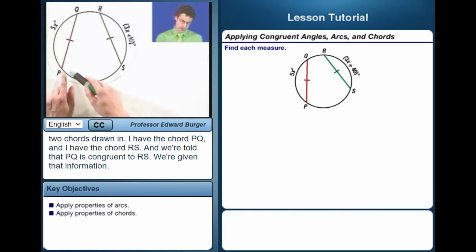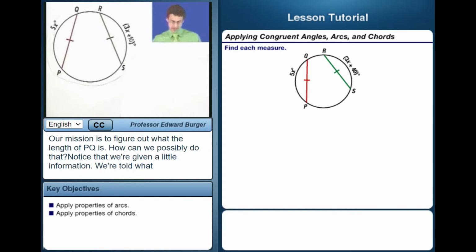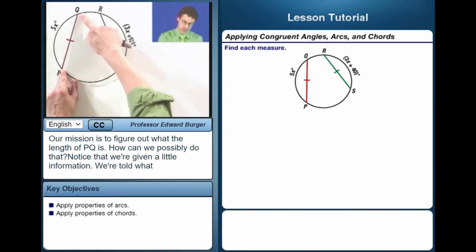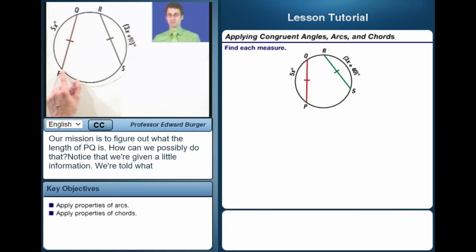I have the chord PQ, and I have the chord RS. And we're told that, in fact, PQ is congruent to RS. We're given that information. And our mission is to figure out what the length of PQ is. How can we possibly do that?